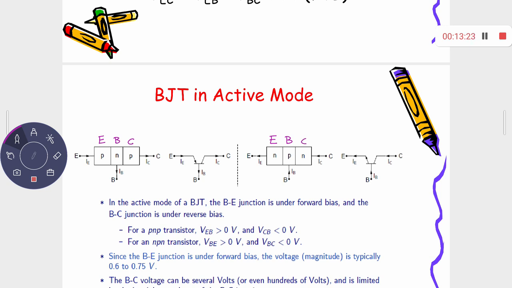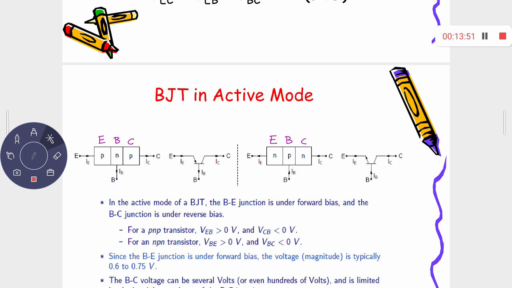So if this junction is forward biased, that means what? VE should be greater than VB, or in other words, VB should be less than VE. So for a PNP transistor, you should expect that VE be greater than 0 volt and VCB should be less than 0 volt. And the reverse happens for an NPN transistor: VB greater than 0 volt and VBC less than 0 volt, right?